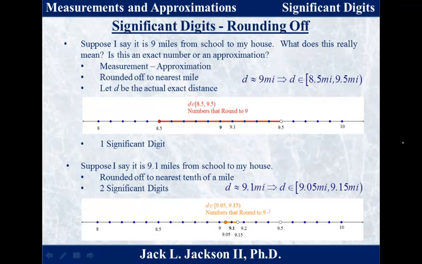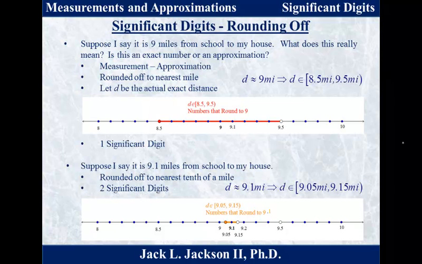Okay, now suppose I say it's 9 miles from school to my house, like in the example that we started the lecture with. What does this really mean? Is this an exact number or an approximation? Well, it's an approximation. It's a measurement. Measurements are always approximations, and what we mean by this is that it's rounded off to the nearest mile.